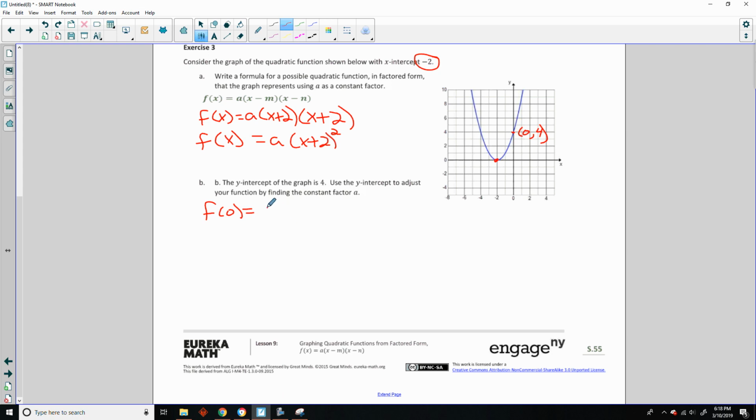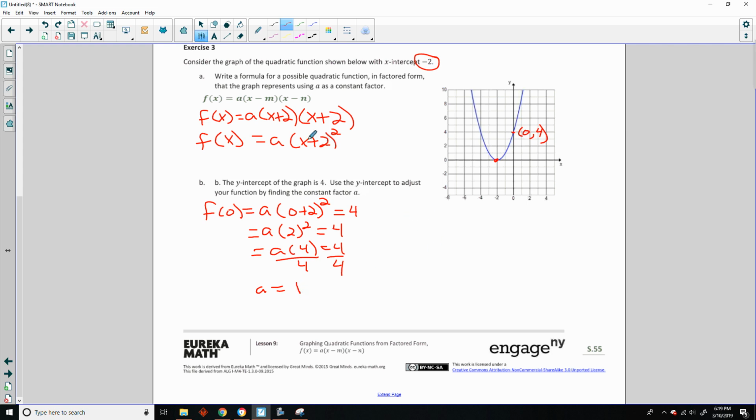equals a times 0 plus 2 quantity squared equals 4, which equals a times 2 times 0 plus 2 is 2. I'll just show all my work. Squared equals 4, which equals a times 4 equals 4. Divide both sides by 4, and a equals 1.